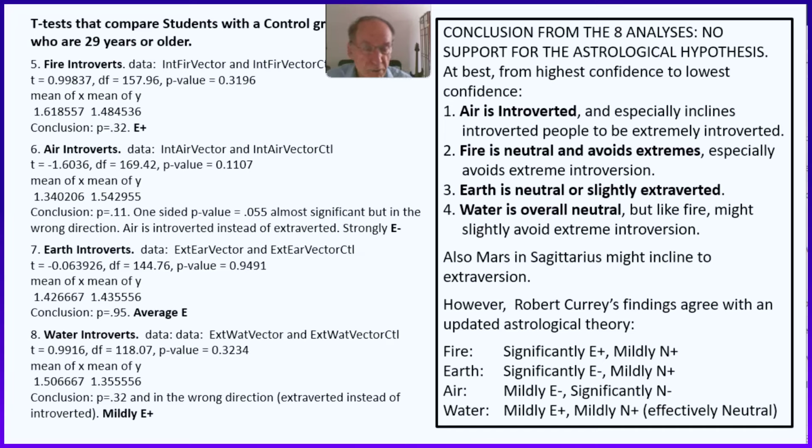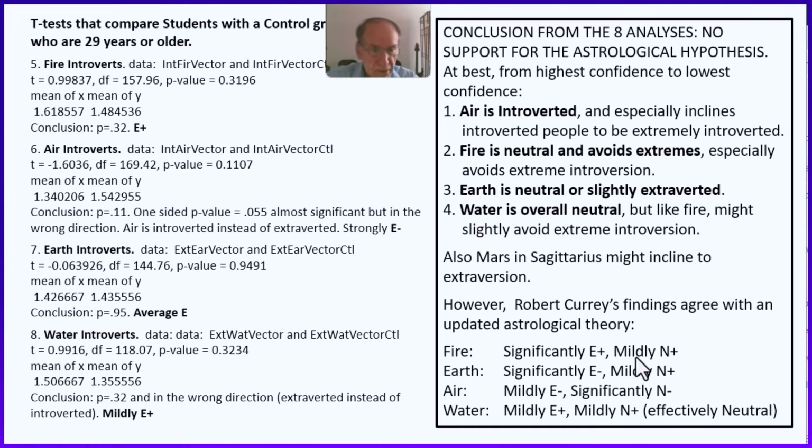Robert does have it for the data he analyzed. And this was his conclusion. Fire is significantly extroverted, mildly neurotic. So E plus and N plus. With the new data, we're finding that fire is not extroverted. So this is why we repeat research with new data.